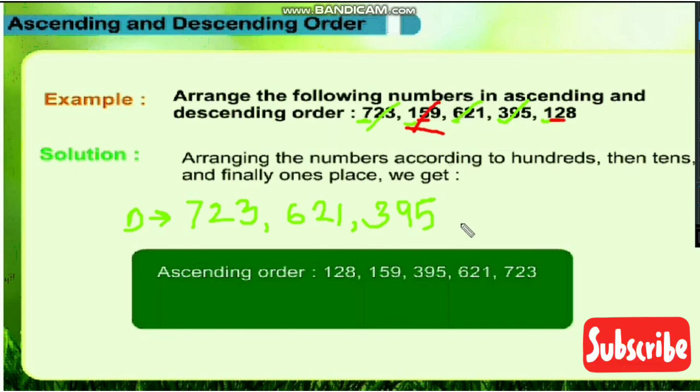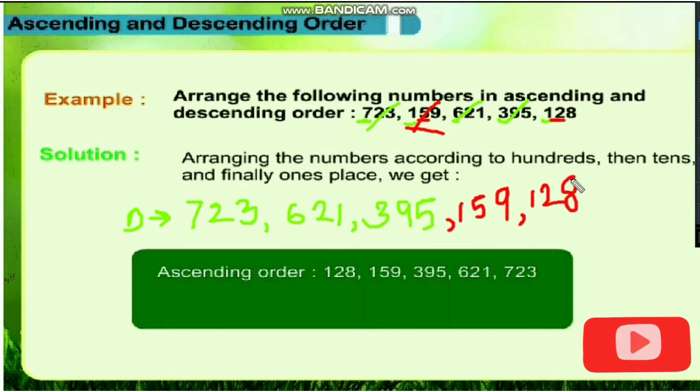Now we will write this number, 159. Now what remains? 128 remains. That we will write at last. This is the smallest number and this is the biggest number. Now this is our descending order for the given numbers.